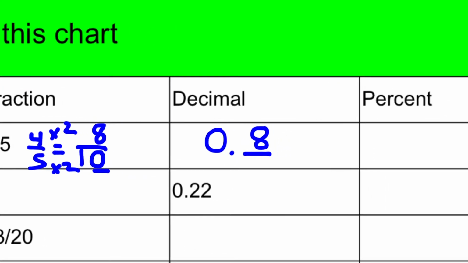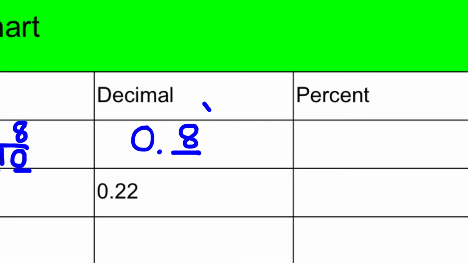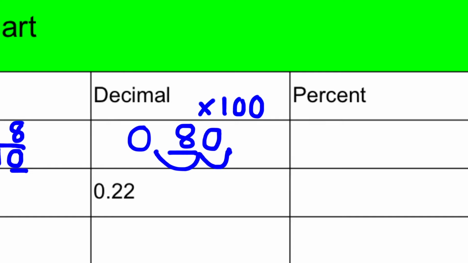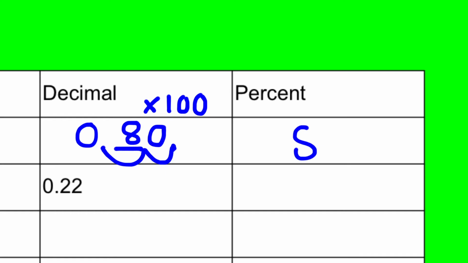And then to make that decimal into a percent, I could mentally multiply by 100. And that would shift the decimal over 1, 2. We'd put a 0 in that open spot, and that would give us the percent now. The percent would be 80%.